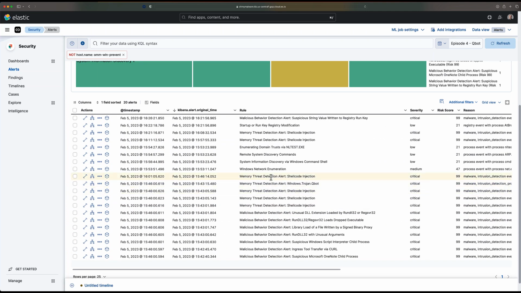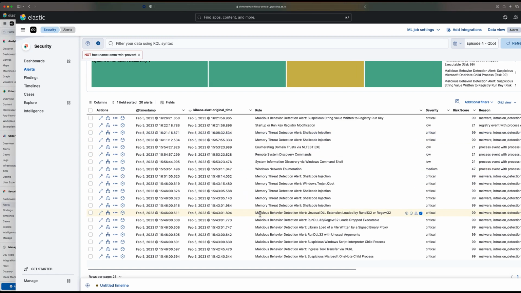You can see there's a significant amount which are endpoint based. So all these behavior detection alerts, the threat detection, memory alerts, those are all endpoint based. And then we have a couple of SIEM based rules as well.